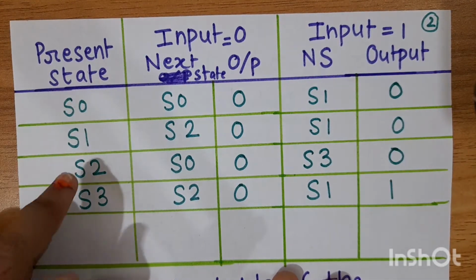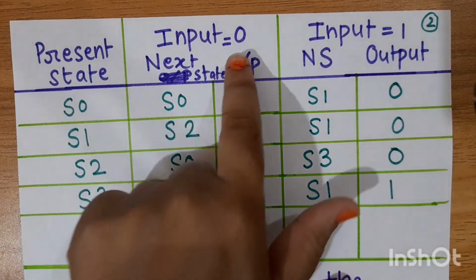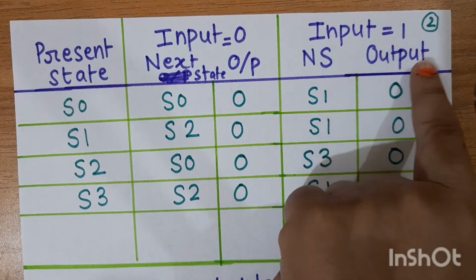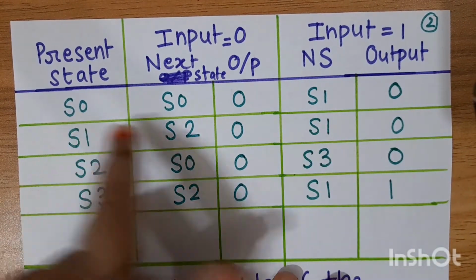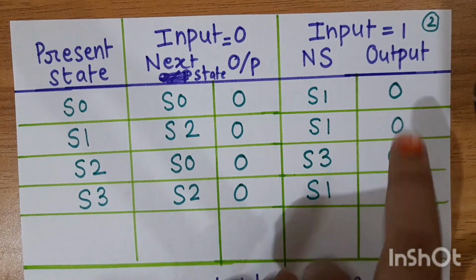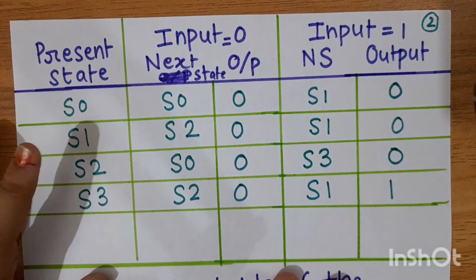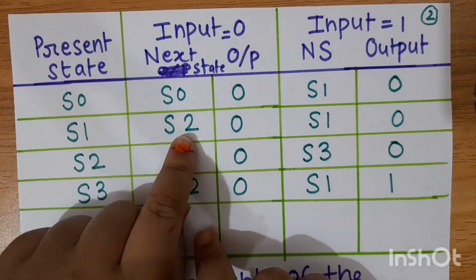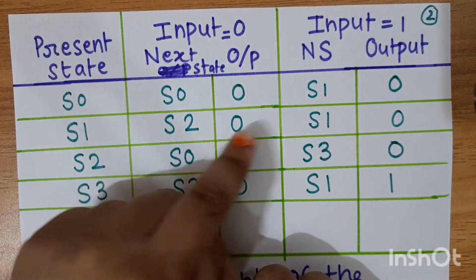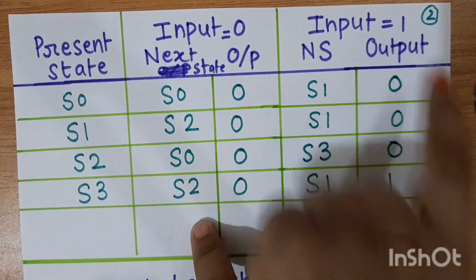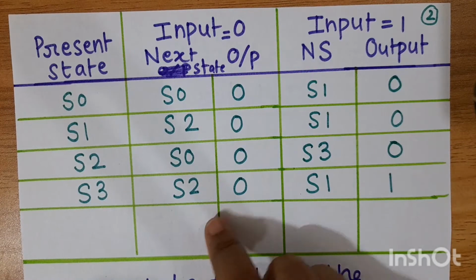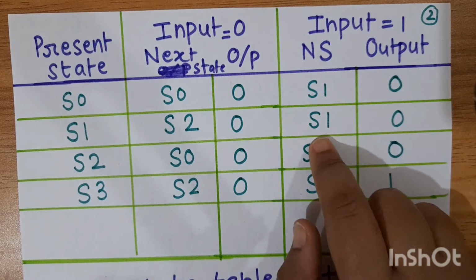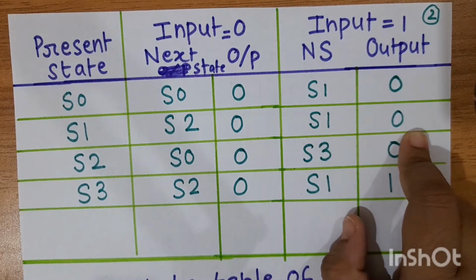So already from the state diagram, S0 is the present state. When I get input 0, I remain in the S0 state, output is 0. If I get input 1, I move from S0 to S1 state and output is 0. Now I reach the S1 state. In S1 state, if I get the input 0, so 1, 0, I will move to the S2 state, output is 0. But if I get the input 1, so 1, 1 would be there, I would remain in the S1 state only and output is 0.